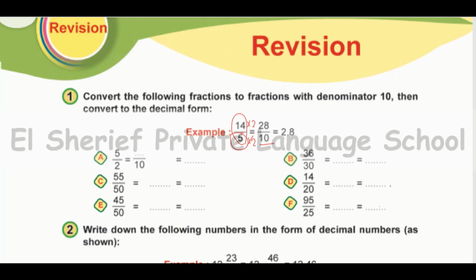Then convert to the decimal form. Put 28 as the same. Then we have only 1 zero, so the decimal point after one digit. Count from right.